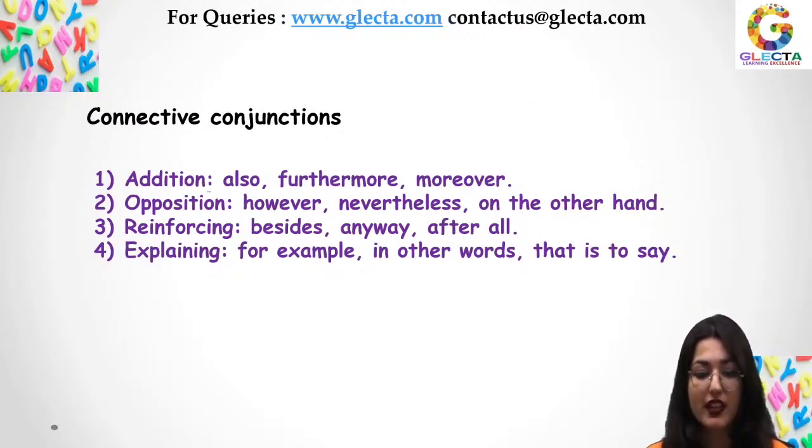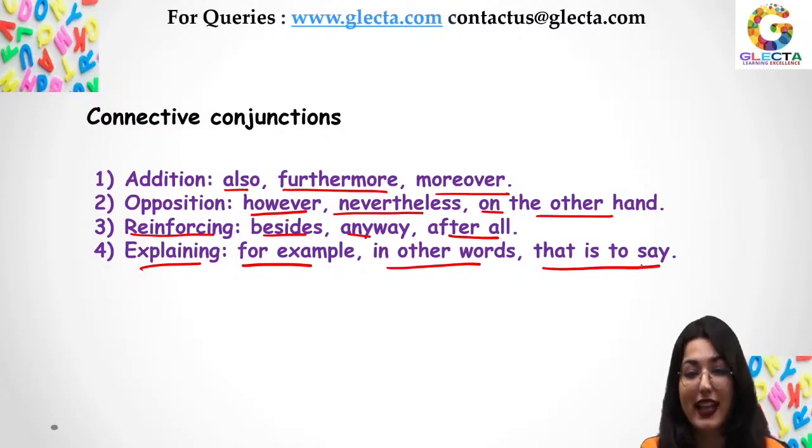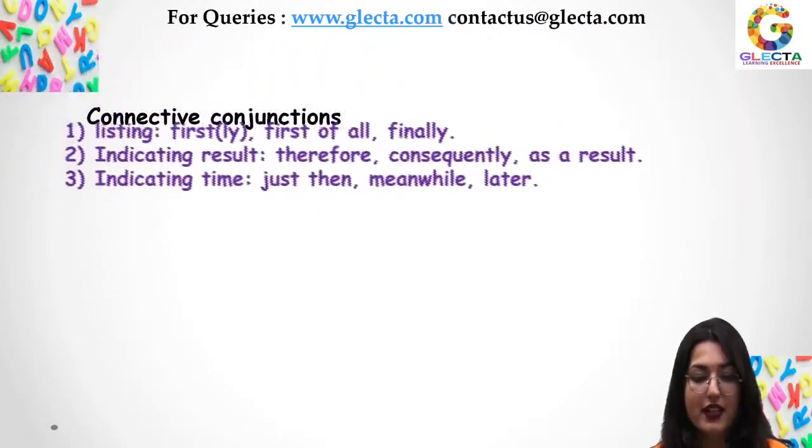So in addition, you can have also, furthermore, moreover. In case of opposition, you can use however, nevertheless, on the other hand. Reinforcing, you can use besides, anyway, after all. Or explaining, you have to use, for example, in other words, that is to say. So these are connectives with which you are able to connect two clauses together. We have discussed all types of connective conjunctions. Now, there are some examples.